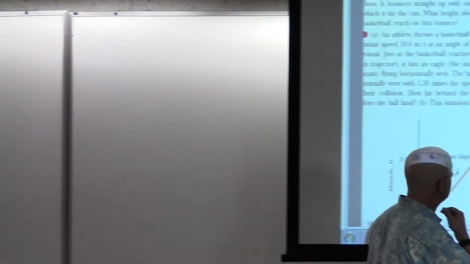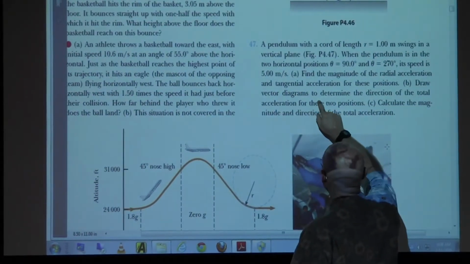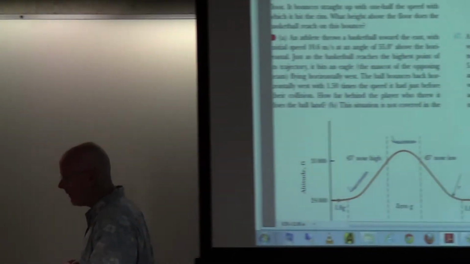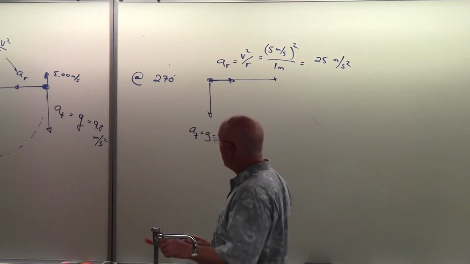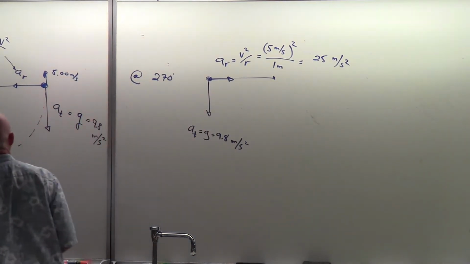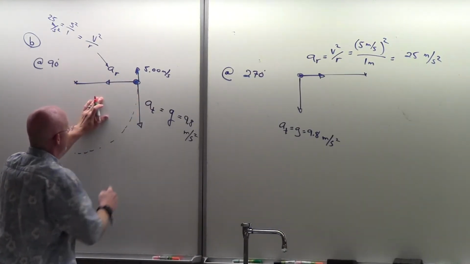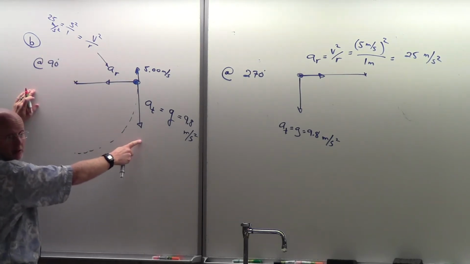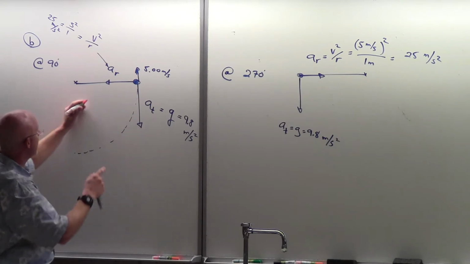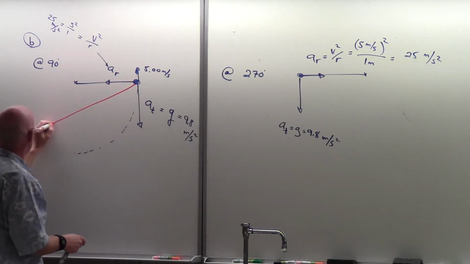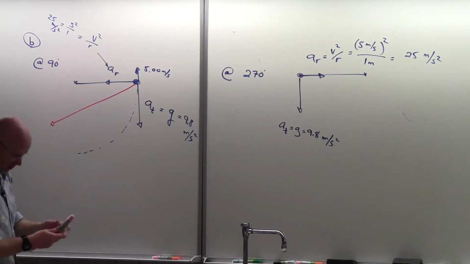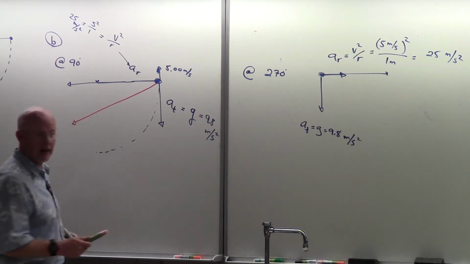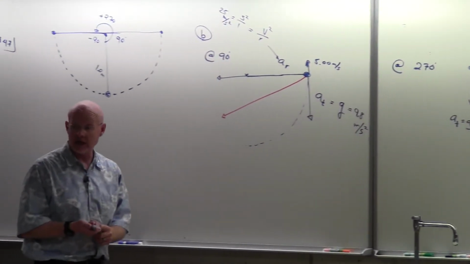So I think I've answered the B, which is draw the vector diagram to determine the direction of the total acceleration. Well, I guess I'm not quite done. I haven't done total acceleration, so maybe I'll do the total in red. So looking at this, I have one vector that isn't fairly represented in my picture. 25 would be much bigger than the 9.8, so if it'll be okay, I'm going to draw it like that and extend my original drawing way out, because they're saying that's a huge number, 25.